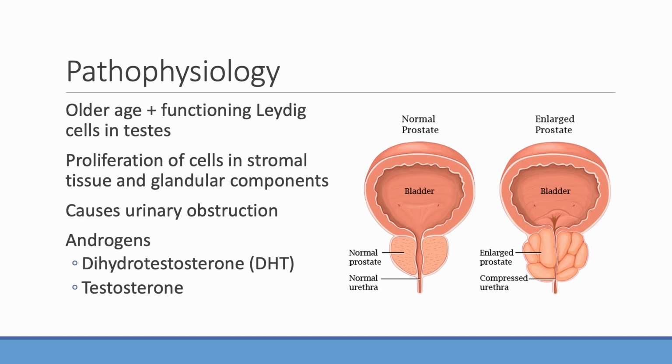So if we look at this diagram here, we have the normal prostate compared with an enlarged prostate. The prostate is located below the bladder, and then the urethra will travel through the prostate to the external area. So with that, we have an enlarged prostate on this side that's causing some obstruction and compression on the urethra there. So that's why we have difficulty urinating in BPH, but then also difficulty completely emptying the bladder.